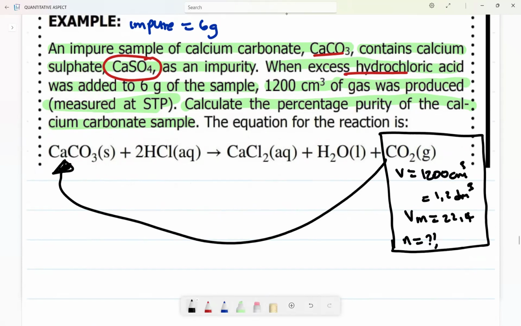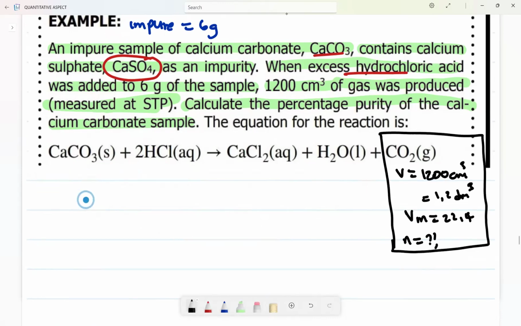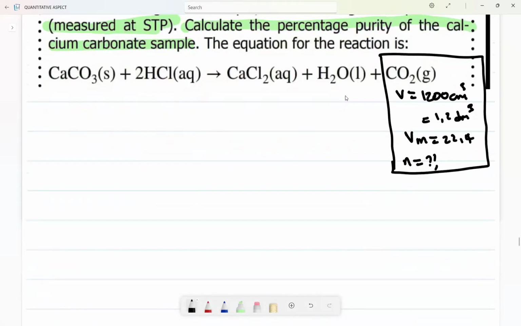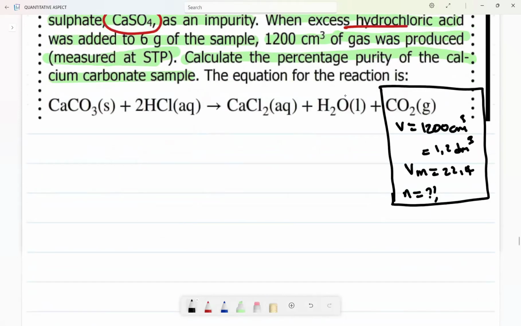Okay, and the number of moles that I'm gonna get, it is the pure. Okay, the one that I'm gonna get, it is the what? The pure. Then I'll get the mass of the pure and then do the mole ratio. I mean, calculate the percentage purity. Step one, let me find the number of moles of the one that I know, which is carbon dioxide.